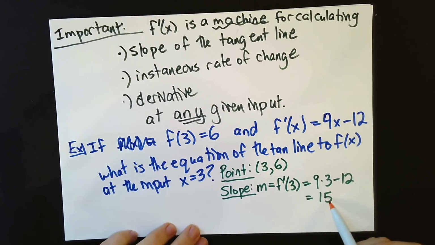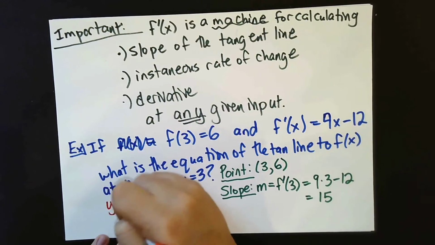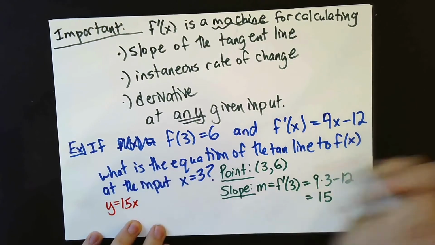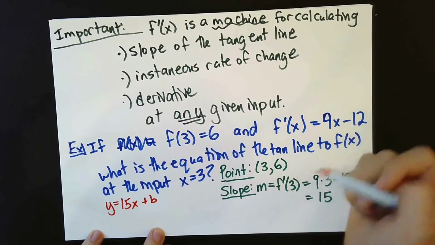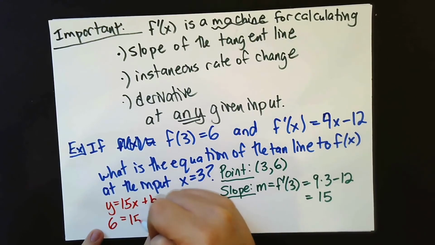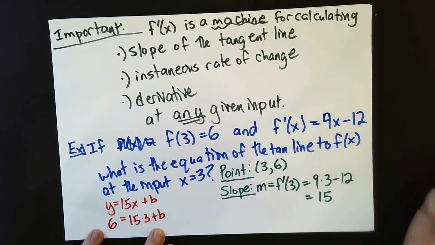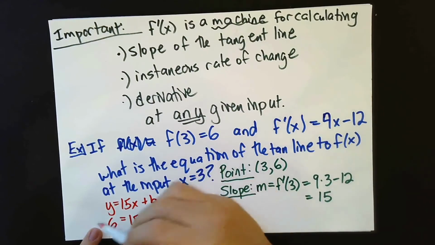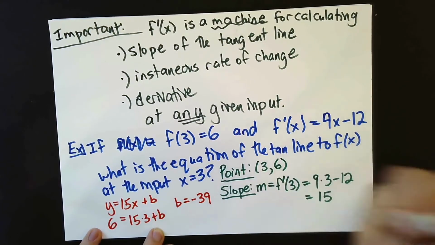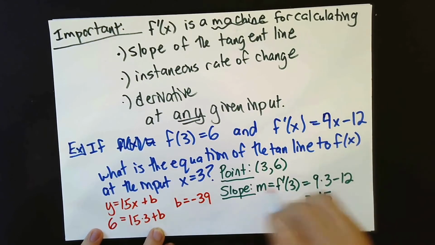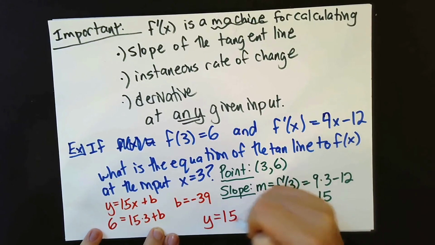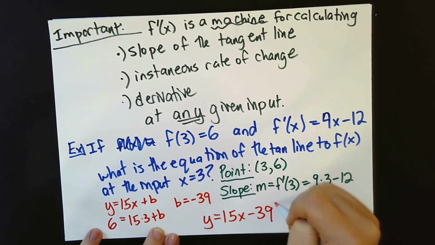Okay, so what does that tell me? Well, that tells me that the equation of my tangent line looks like y equals 15x plus b. Plugging in 3, 6, that tells me that 6 is equal to 15 times 3 plus b. So b is 6 minus 45, which says that b is minus 39. And so the equation of my tangent line is y equals 15x minus 39.